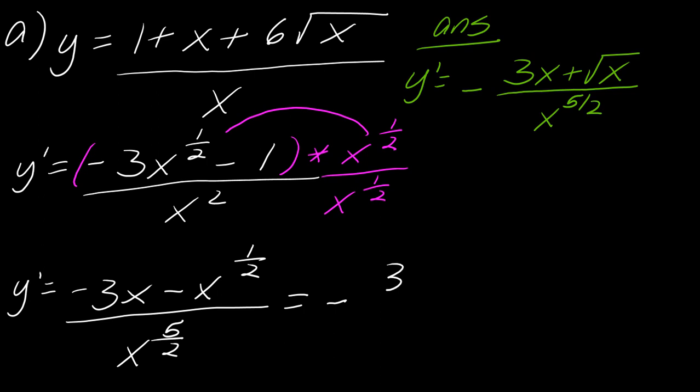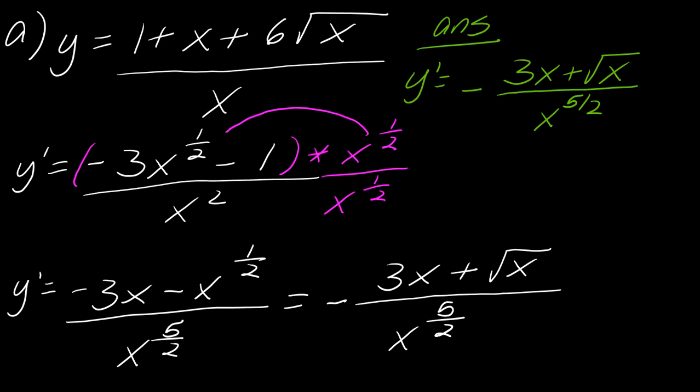So negative 3x plus, let's see, well, instead of writing this x to the 1/2, I'll write this as the square root of x to make it look exact, and then x to the 5 over 2. So you have to be kind of careful when you use some of those derivative calculators, because they might actually make you feel less confident.